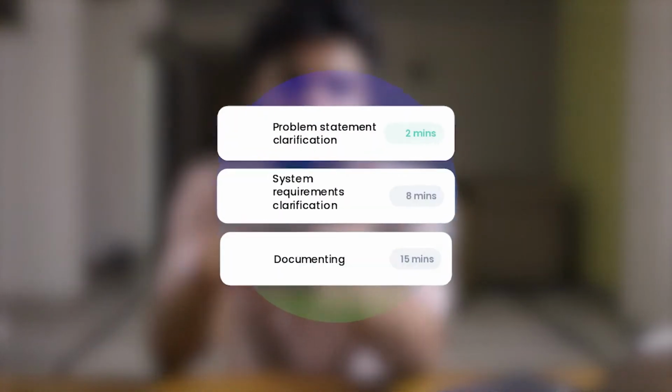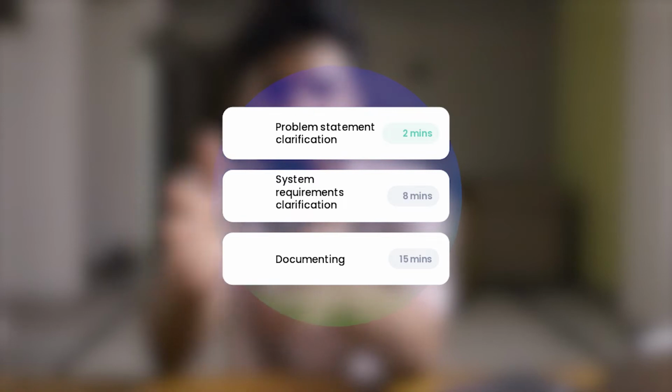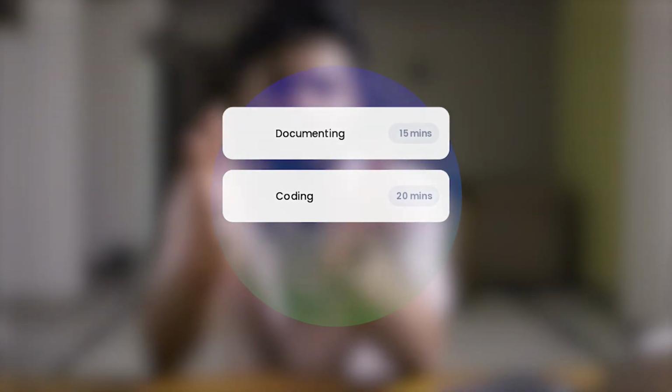In short, this is how I utilize my LLD rounds. The first is the problem statement clarification, which I take 2 minutes to do. Then system requirements clarification, which is 8 minutes. And then explaining all classes and their fields, interfaces, components, and documenting them, I take around 15 minutes. And finally, writing the code of the working solution of a particular component, I take around 20 minutes.